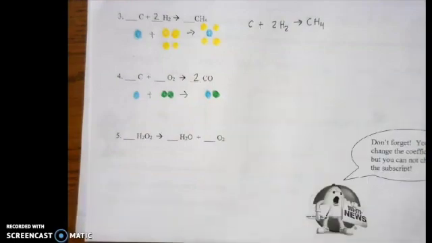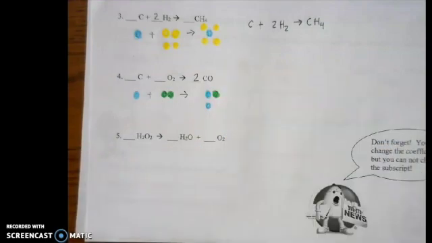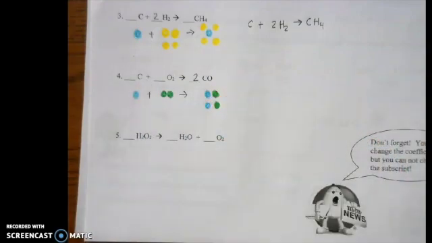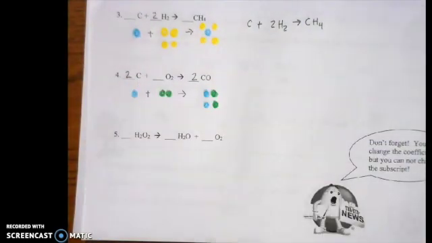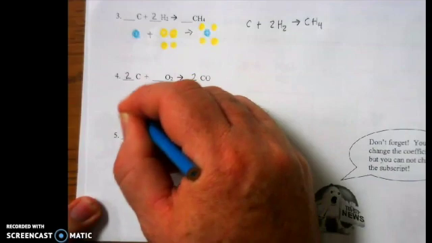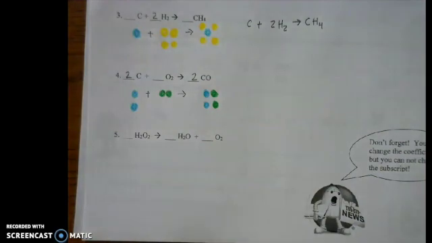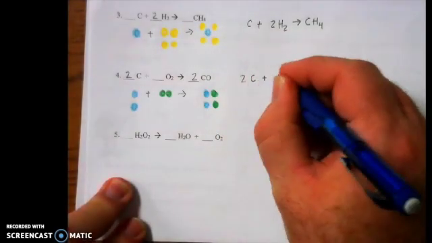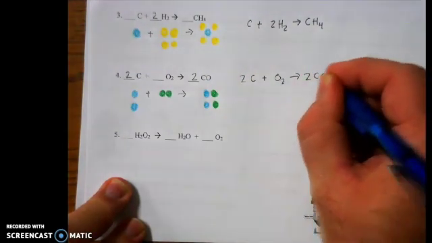And now we have 2 CO molecules, which gives us 2 oxygens on the right side now. So those balance, but now our carbons don't balance. And we need to add a coefficient of 2 here. So we get 2 carbons, and now we're balanced. We have 2 carbons on the left, 2 carbons on the right, 2 oxygens on the left, 2 oxygens on the right. So our balanced equation is 2 carbon plus 1 O2 molecule yields 2 carbon monoxide.